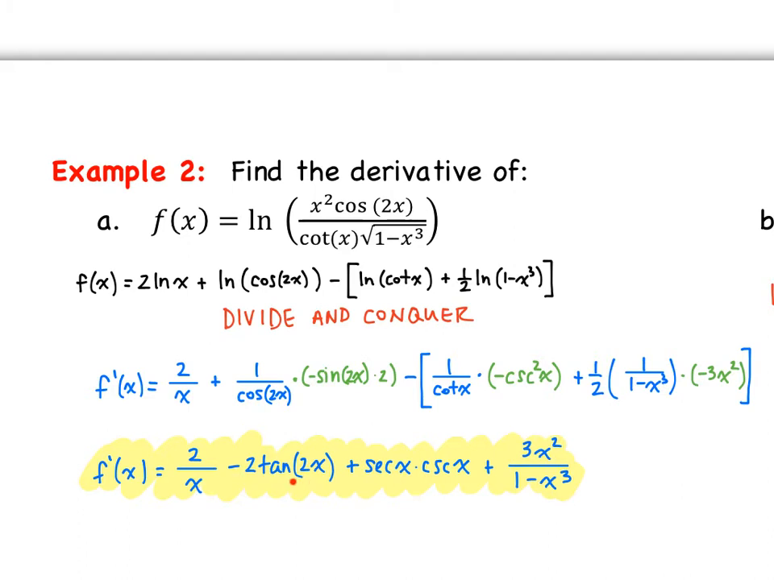Now notice in this second term here, I have the tangent of 2x. Well, we have sine over cosine. So remember, sine over cosine is tangent. And then we can break up 1 over cotangent and cosecant squared. When all is simplified, we really have secant times cosecant, all right? And then cleaning up our last portion there, our last term, we get 3x squared over 1 minus x cubed.